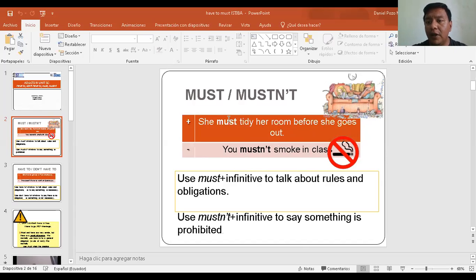Entonces recuerden, must para obligaciones, algo que obligatoriamente tienes que hacer. You must, in the negative form, you mustn't smoke in class. Tú no debes fumar en clase, ¿sí? Recuerde que es el verbo deber. You must study English. Tú debes estudiar inglés. Use must plus infinitive to talk about rules and obligations. Here we have the general rule. Use mustn't plus infinitive to say something is prohibited. ¿Ok? Para decir que algo es prohibido de hacer.